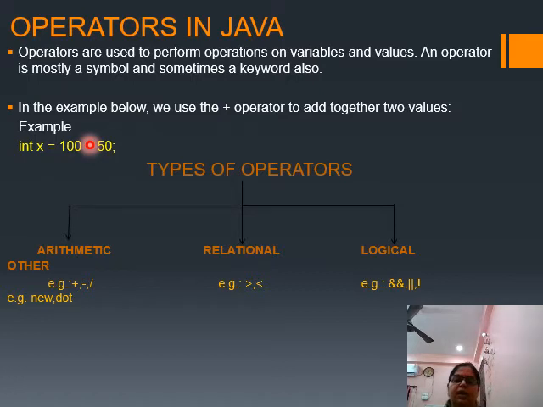In Java, we have generally three types of operators. First is arithmetic operators, second, relational operators, and then logical operators. In arithmetic operators, there are plus, minus, division, multiplication, and the remainder sign. In relational, greater than, less than, and in logical, and, or, and not.